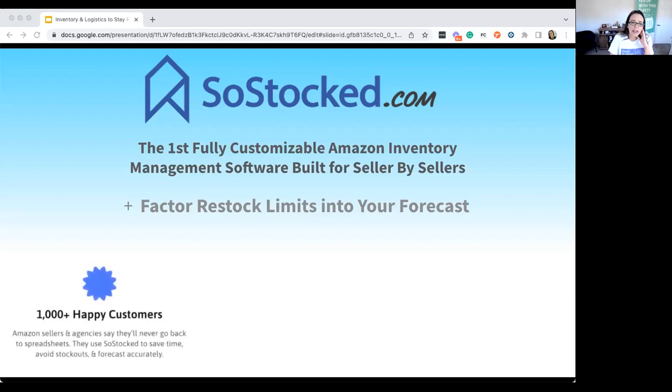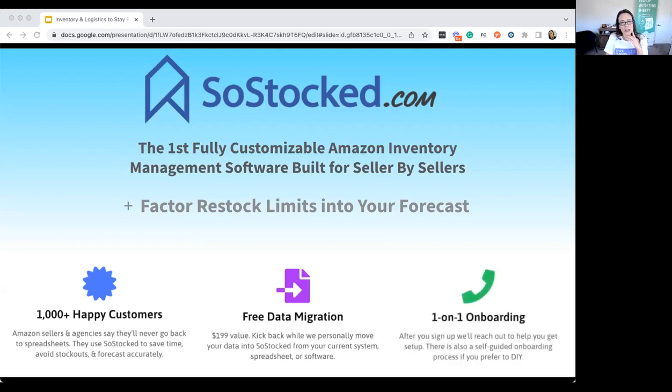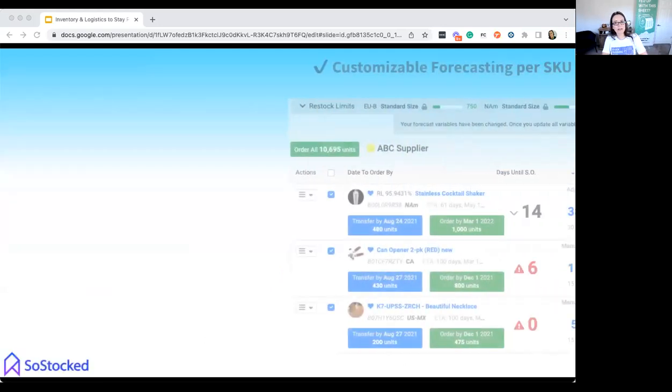We have over 1,000 happy customers. Free data migration is something that we offer when you're moving over. So if you're using another software and you want to come over to SewStock, we'll help you to migrate that data, or if you're just using an Excel spreadsheet, all of that can be migrated over. Your supplier information, your inventory, we can help with all of that. And then we do a one-on-one onboarding call with you, so you know how to use the software, but also you know how to build out your workflow so that it works for you, for your particular business.